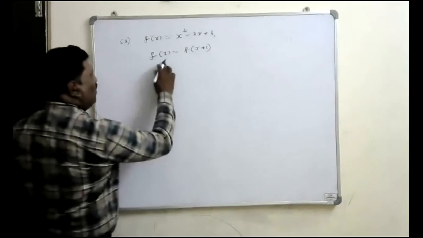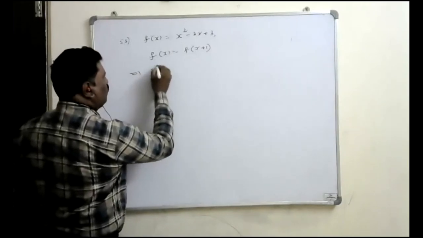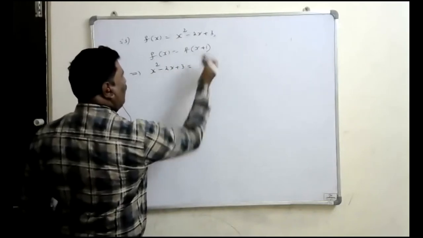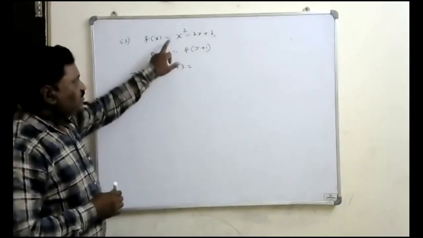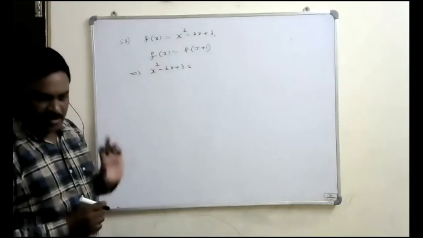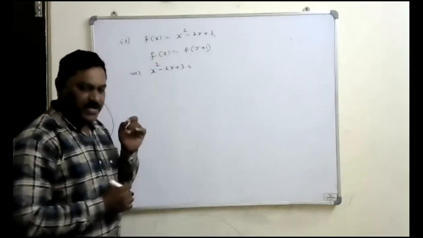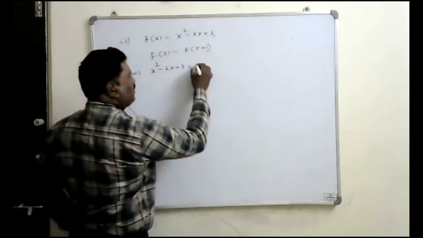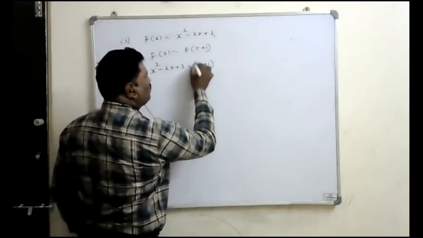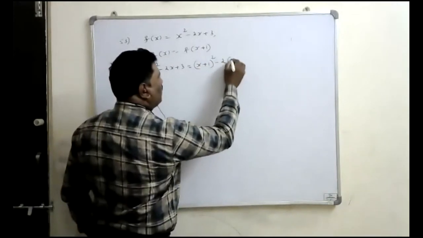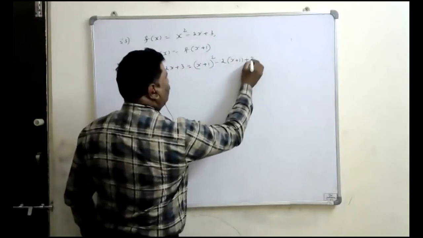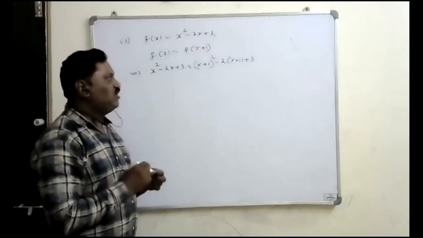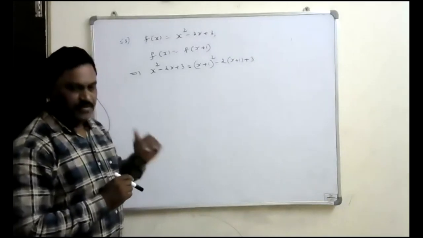So if you apply this condition, f of x, which is x square minus 2x plus 3, is equal to f of x plus 1, meaning in place of x we have to put x plus 1. In the given function, replace x by x plus 1. Then we get f of x plus 1. So write x plus 1 in place of x: (x plus 1) whole square minus 2 times (x plus 1) plus 3. This is the f of x plus 1 function, the function in terms of x plus 1, meaning we need x plus 1 everywhere. So that's why.